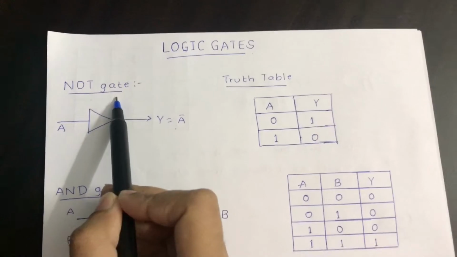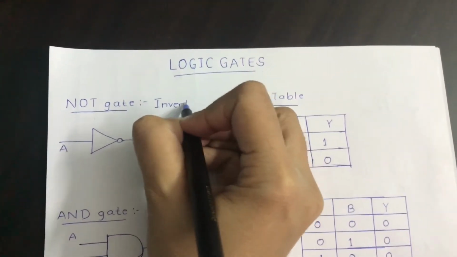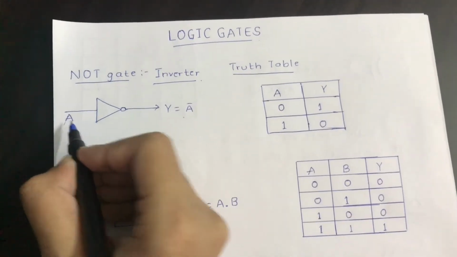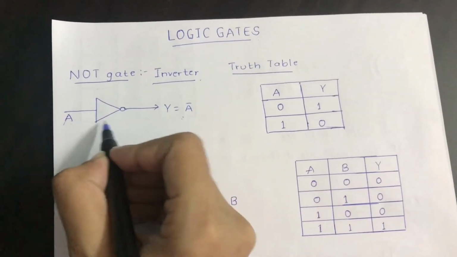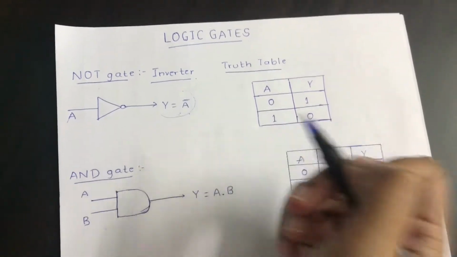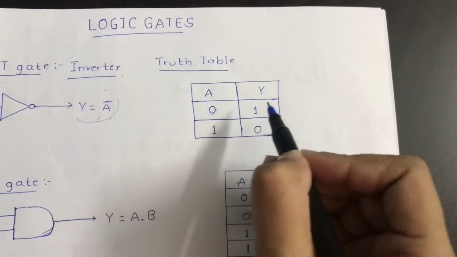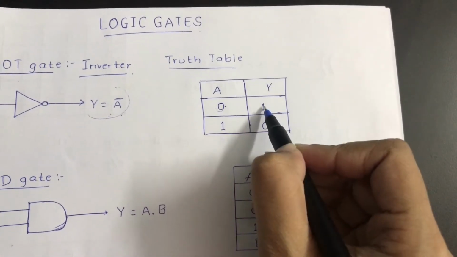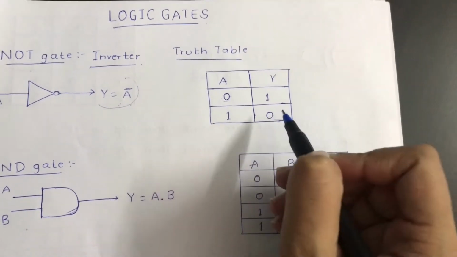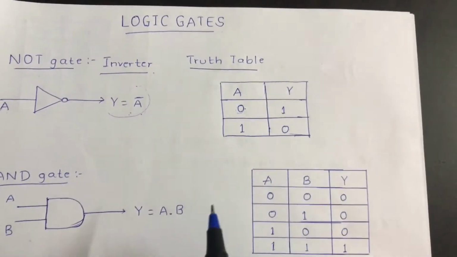First is the NOT gate. This is also called an inverter, and let's see why. This is the symbol. You give the input as A, and you'll get an inverted output, that is A bar. From the truth table we can see if the input is 0, you'll get the opposite of it, 1. When the input is 1, the output is 0. So we get inverted outputs.